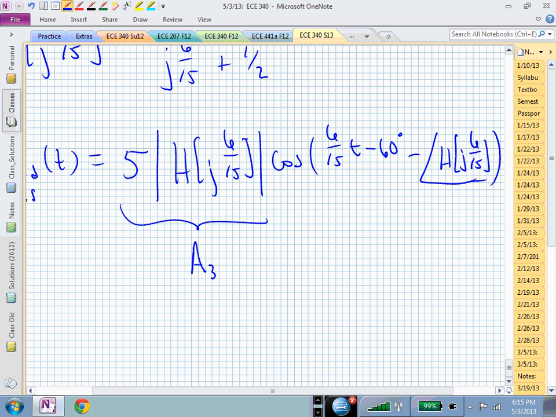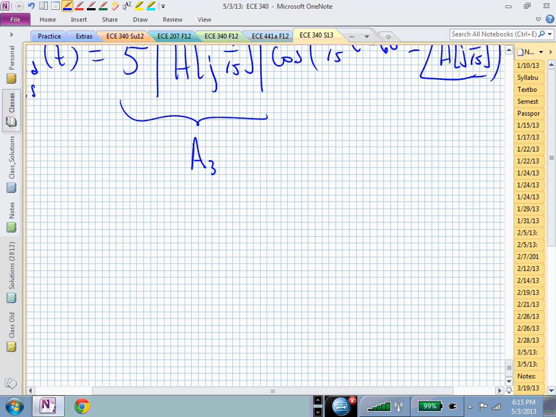Five times the magnitude of a complex number is just a number. And that's the amplitude of that third harmonic in the output. So if I say, what's the power in that third harmonic of the output, I can now just use the formula. That's the amplitude squared over 2.